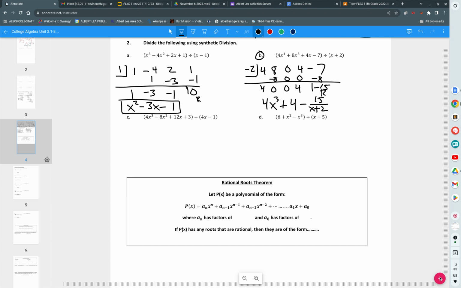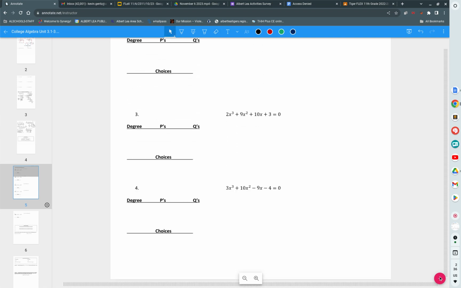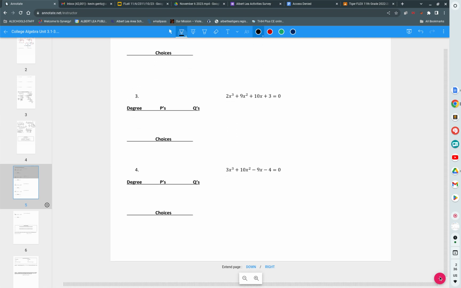So why do we learn long division? We do it for the rational roots theorem. Why do we do the rational roots theorem? We do it for this right here, okay? Flip your page over. We're going to get back to this other one in a second here. I'm trying a different approach. Doing my best. Try something different every day, okay?